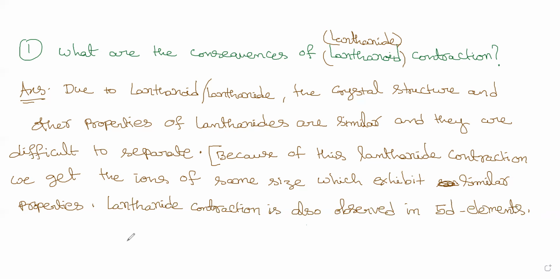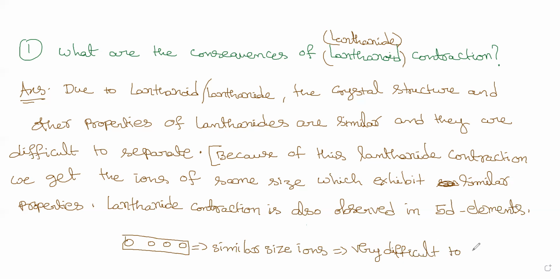That is one problem: you get the same size ions, they will show similar properties. So if they show similar properties, it is very difficult to separate them chemically. Similar size ions, very difficult to separate. This is a problem with chemistry. The reactivity is same, same type of chemistry.